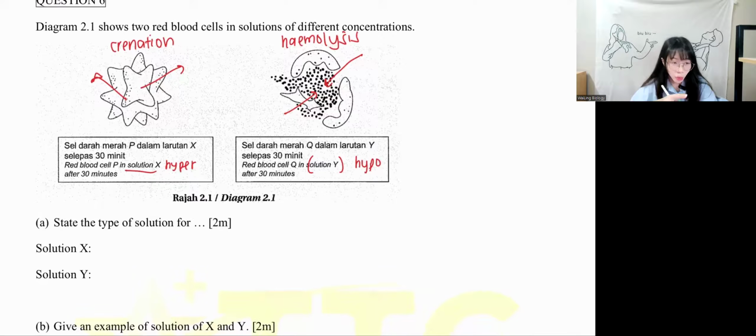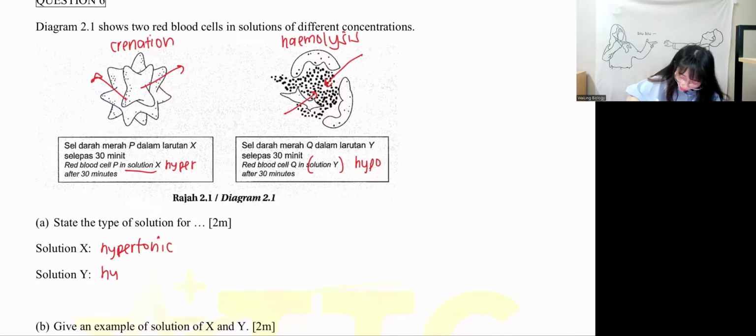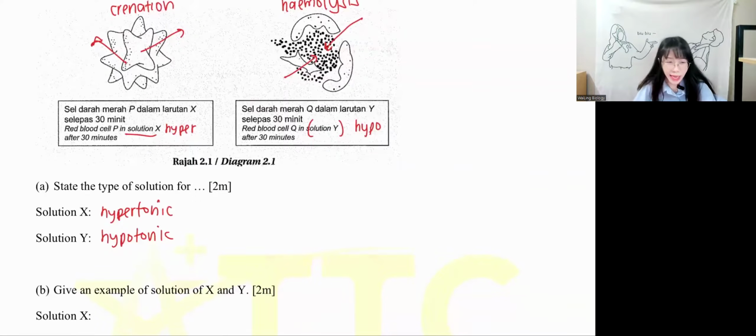Right now, we have our answer. State the type of solution: solution X is a hypertonic solution. Solution Y is a hypotonic solution. Right, hypotonic. Give an example of solution X and Y.